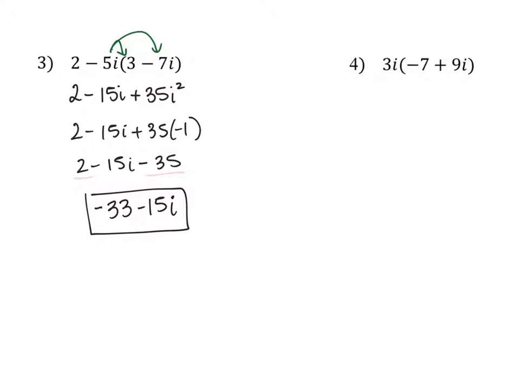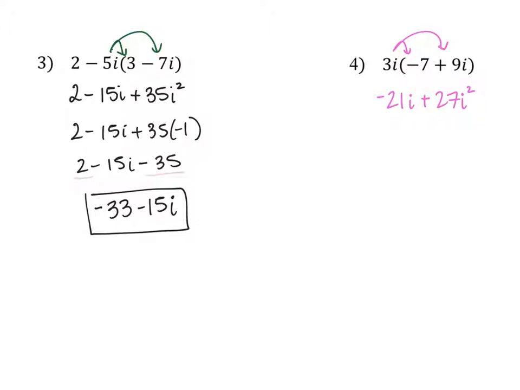Okay, so in this next problem here, I have a 3i in front of this parentheses here. So I think I just need to distribute, right? Because there's no exponent here in the way for me to distribute. So this problem is actually easier than the one before it. So if I distribute, well, 3i times negative 7 gives me negative 21i. And then 3i times positive 9i, well, that is positive 27i squared, because 3 times 9 gives you 27, i times i gives you i squared.